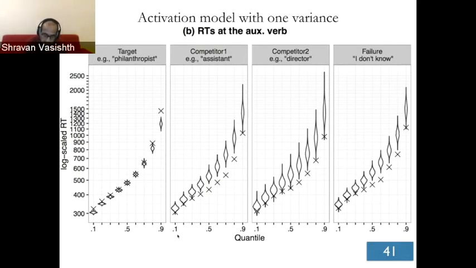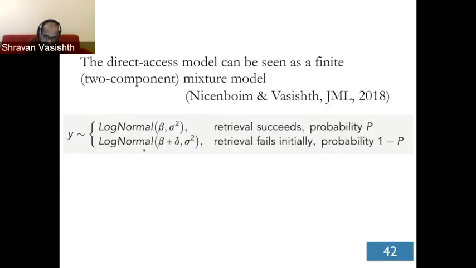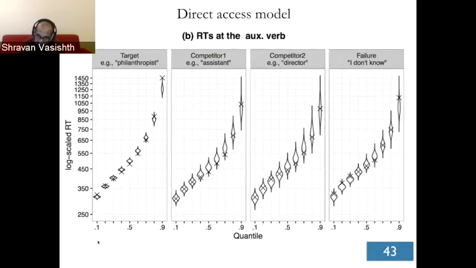So let's see what happens with the direct access model. It turns out that the direct access model, which is the mixture model, also predicts reading times. We can generate the predicted reading times from this model as a result of this mixture process, having estimated all these parameters in the model. And what we find is that the direct access model does a spectacular job of predicting the observed distributions of reading times in the correct target cases and also in the incorrect cases. So actually the direct access model outperformed the Lewis-Vasishth model in this particular data set.